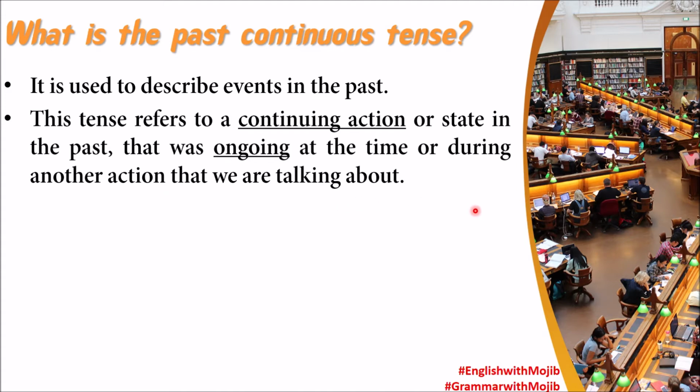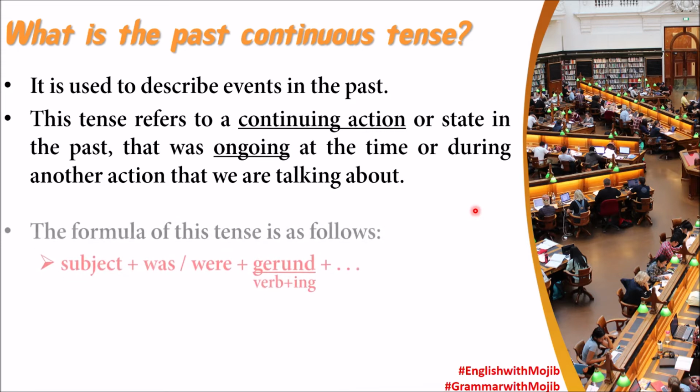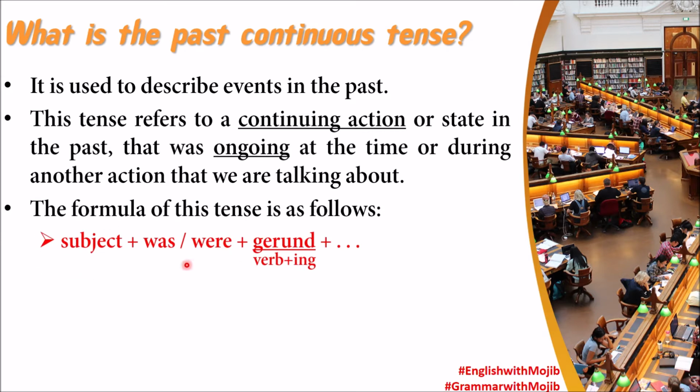For example, listen carefully. We are talking about yesterday at 5 o'clock. Yesterday at 5 o'clock, for example, reading a book. Reading a book was ongoing, was continuing. We use past continuous. The formula is as follows. Subject plus was or were plus gerund, or verb plus ing.